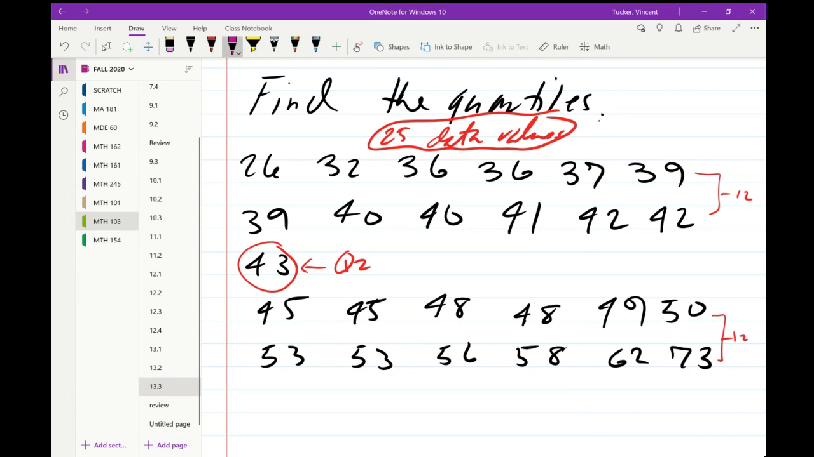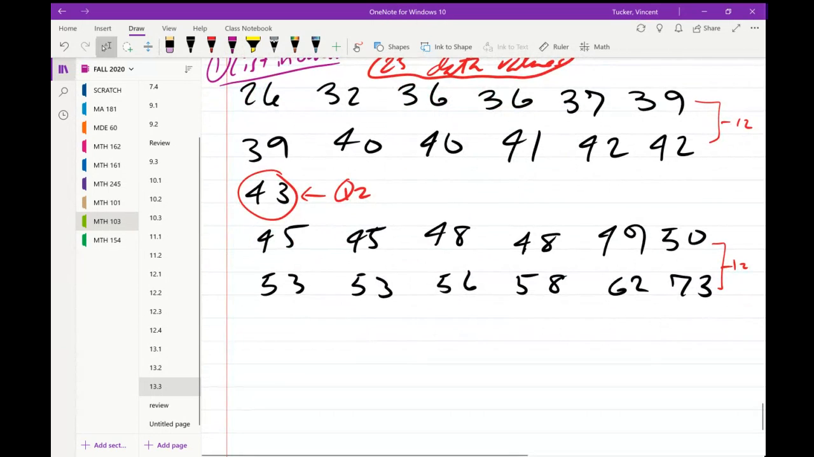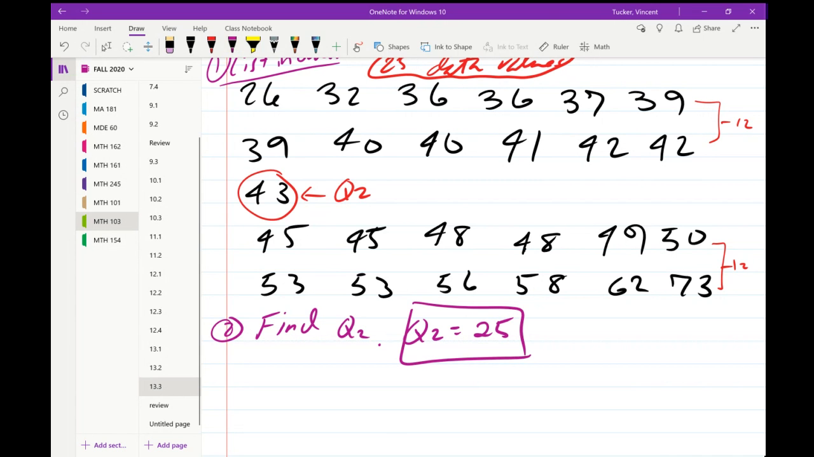So when I list them all in order, that was step one. So list in order from least to greatest. That's what I did there. Then I mentioned already that step two, the first thing you're going to find is Q2. So Q2 is 25. It's the middle value or median of the whole data set.